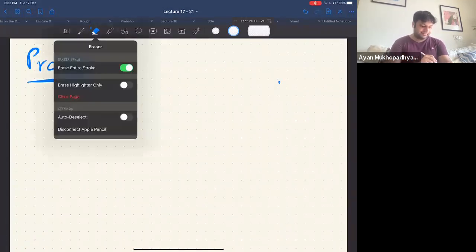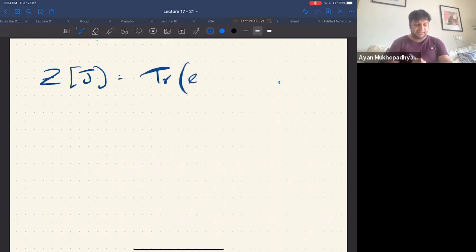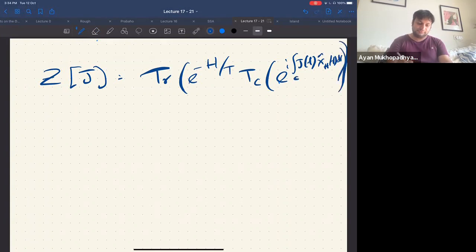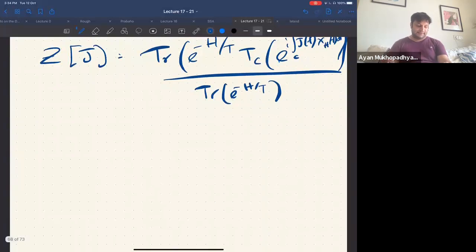So the definition of Z[J] was that it is the expectation value of the trace of e to the power minus H over T, and then the contour. Okay, that was the definition we gave last time. I think I didn't quite emphasize this, so let me just redo it.